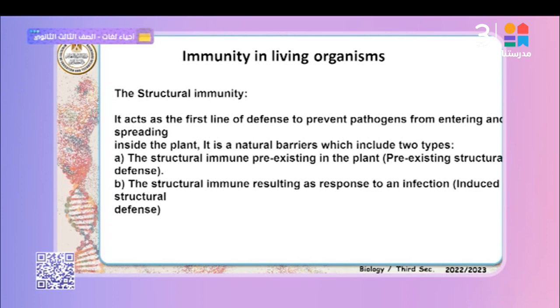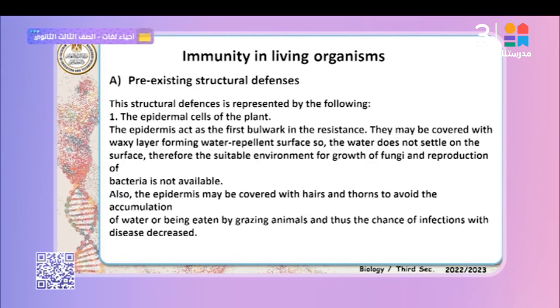Number one, pre-existing structural immunity, called the pre-existing structural defense. Number two, structural immunity resulting as a response to an infection, called induced structural defense. Number one, pre-existing structural defense. The plant contains a cell wall, which consists of cellulose. The cell wall acts as the first line of defense to prevent microbes and pathogens from entering the plant.